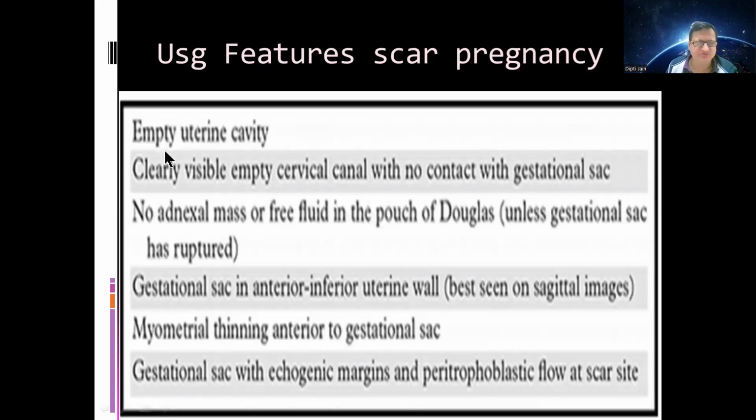So, what are the USG features of scar pregnancy? Empty uterine cavity, clearly visible empty cervical canal with no contact with the gestational sac, no adnexal mass or free fluid in the pouch of Douglas. There is a gestational sac in the anterior inferior uterine wall, best seen on the sagittal image. Myometrial thinning anterior to the gestational sac will be there, and a gestational sac with echogenic margin and peritrophoblastic flow at the scar site will be there.